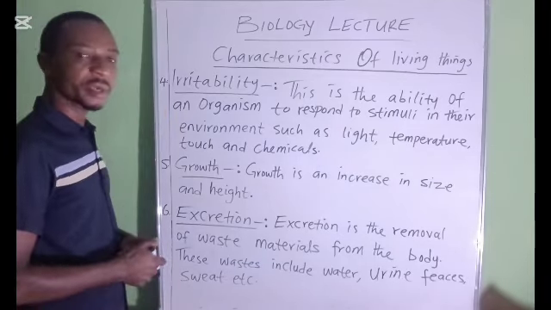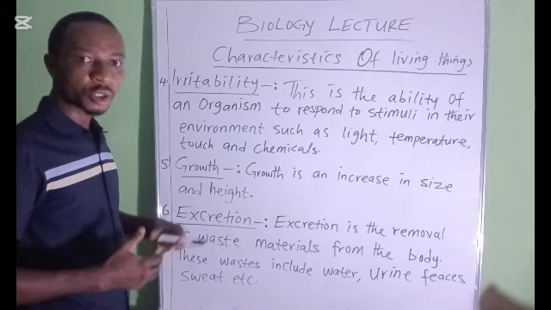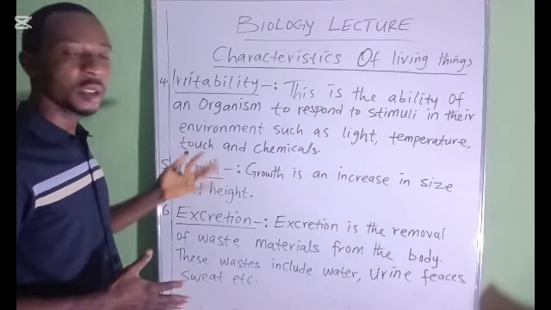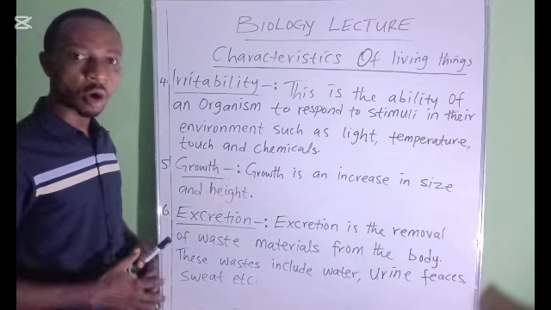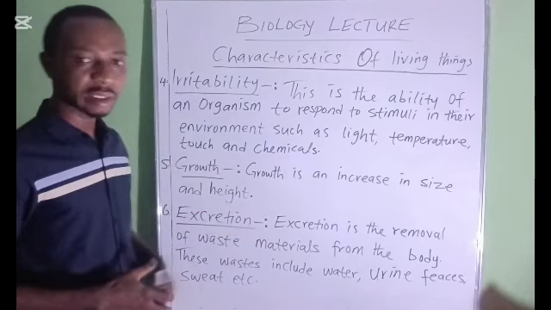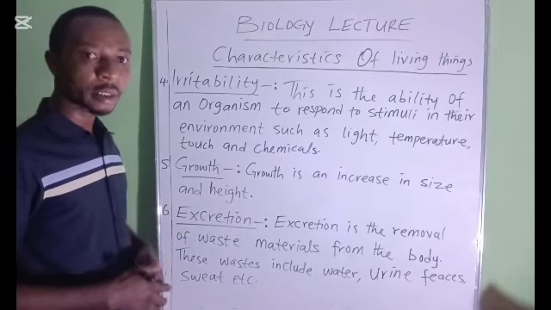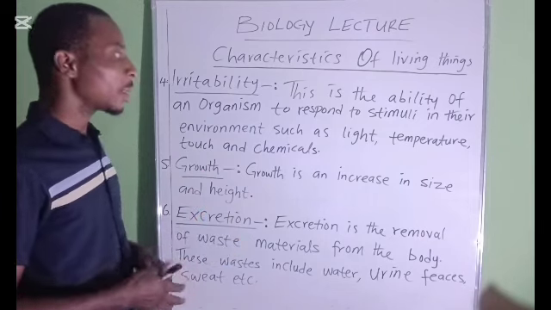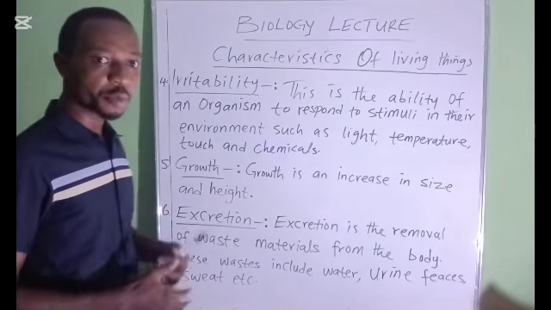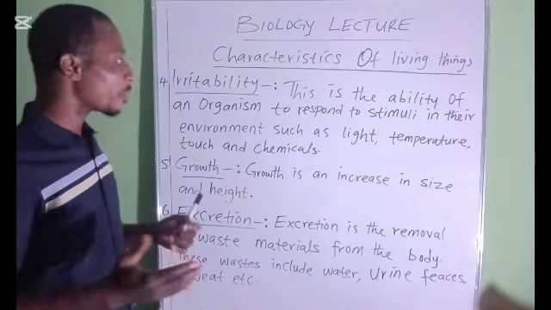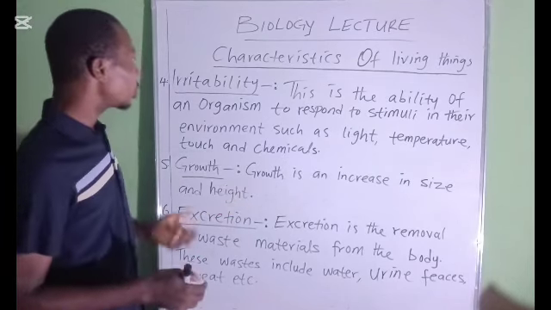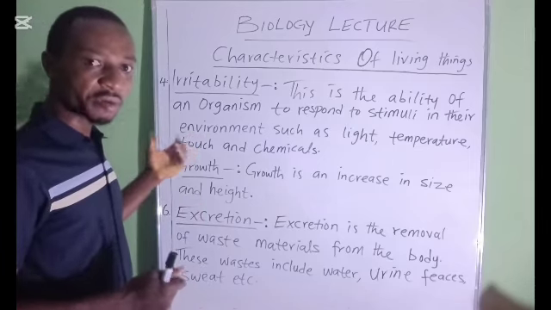Okay, number four, you have irritability, or what is called sensitivity. Irritability has to do with the ability of an organism to respond to stimuli or change within their environment. This stimuli could be in form of light, temperature, touch, and chemical. Of course, we all know that living things respond to light, including plants and animals. They also respond to temperature, hotness or coldness of the environment. They also respond to touch, and they respond to chemicals. So these are some of the characteristics of a living thing.